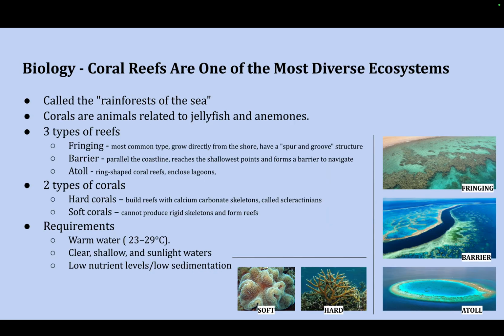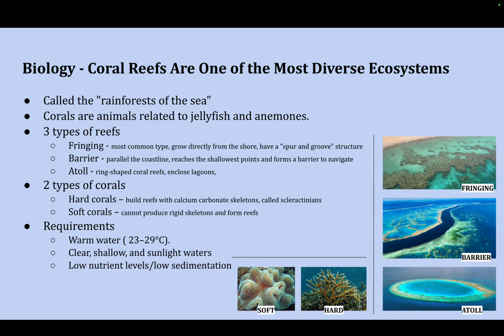So, yeah. When thinking about the biology of coral reefs, they are one of the most diverse ecosystems in the world. They are animals and they are related to jellyfish. They are formed by tiny polyps, which seem hard, of calcium carbonate exoskeletons over time, and this creates the complex structure that they are. They are also called the rainforests of the sea.